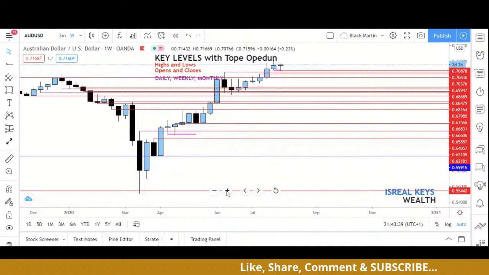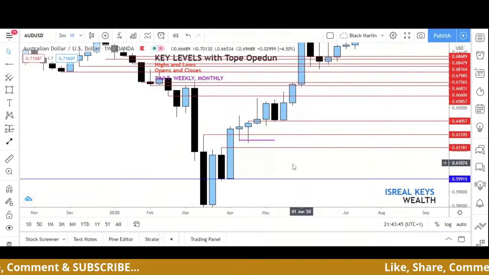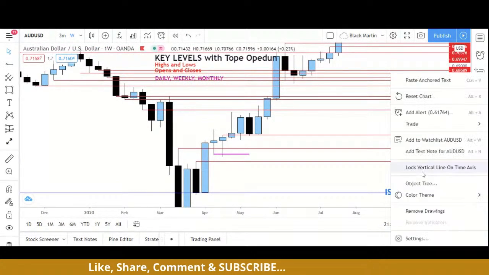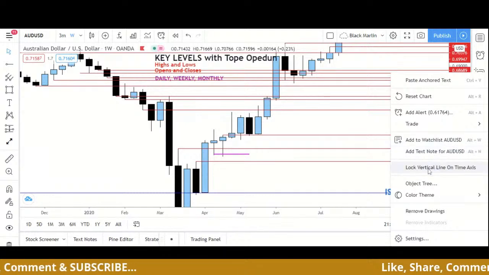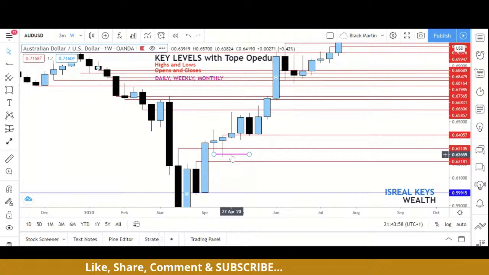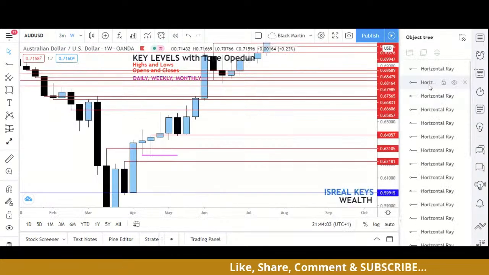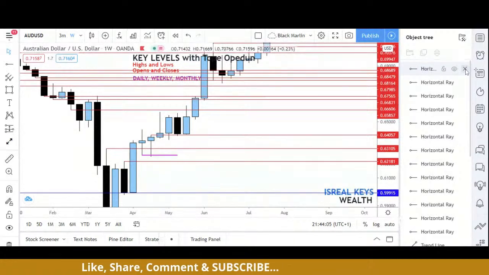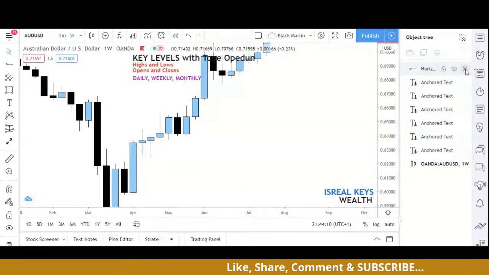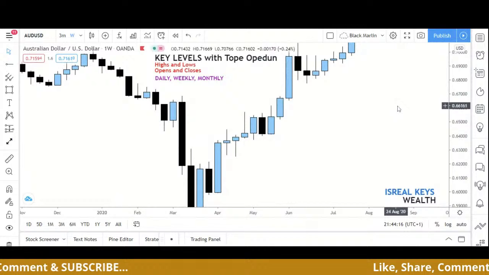Okay, let's move on. So that's just telling you what happens at key levels and how you can mark it. Let me take out all these lines again. Let's clean this up.